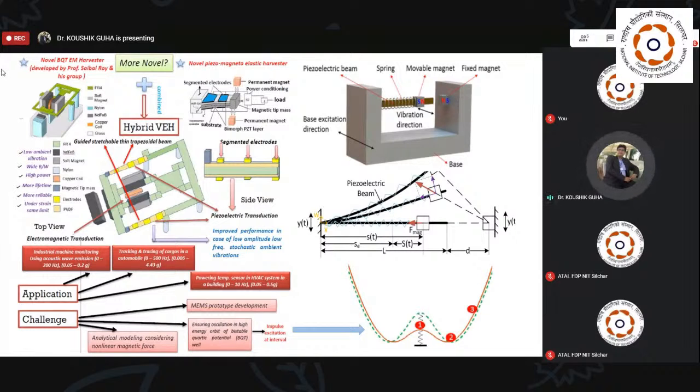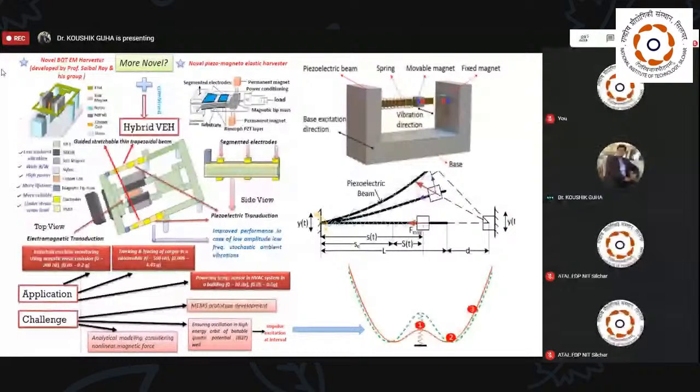Our applications are aiming at industrial machine monitoring using acoustic wave emission. It has a frequency range of 0 to 200 hertz, and also very low vibration, that is, acceleration of 0.05 to 0.2 G. Also, it can be used in tracking and tracing of cargoes in automobiles. Also, maybe powering of temperature sensors in HVAC systems in a building. So these are also applications of the smart city or smart house, we can say. There will also be challenges, but we are working towards that, and we are hopeful that we can design this one.